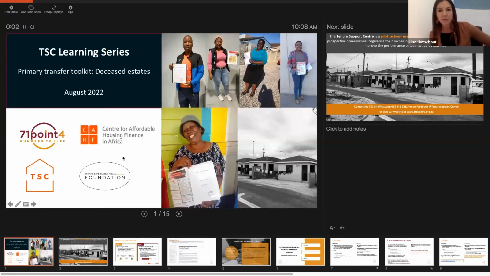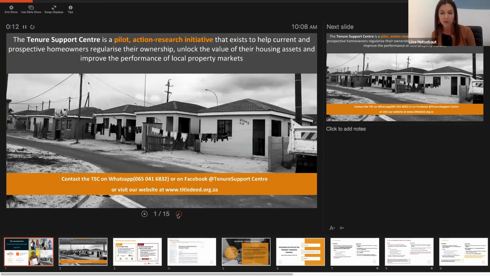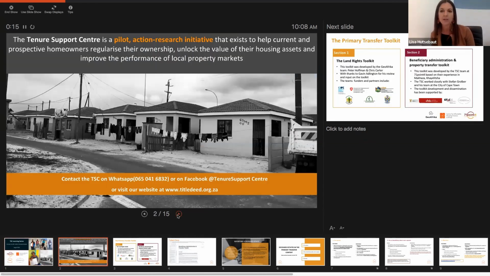And arising out of that, we put together what we call a toolkit, which basically looks at various proposed solutions, various processes that could potentially be followed to try to unblock some of these primary transfer backlogs. So the first thing that we did was we put together 2 toolkits.